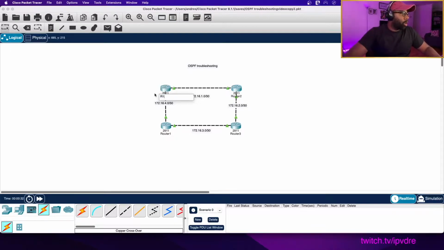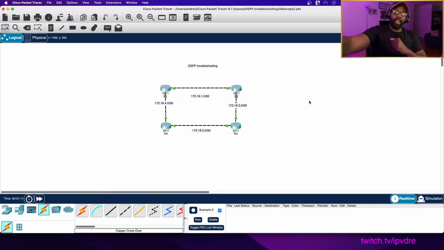So right here we have R1, we have R2, we have R3, nope, this is actually R4. That's R4, and then we have R3. Now, we need to understand and have committed to memory the 8 things that can go wrong with OSPF with regard to neighborships, right?